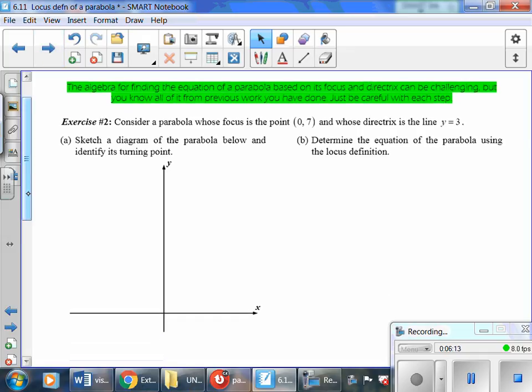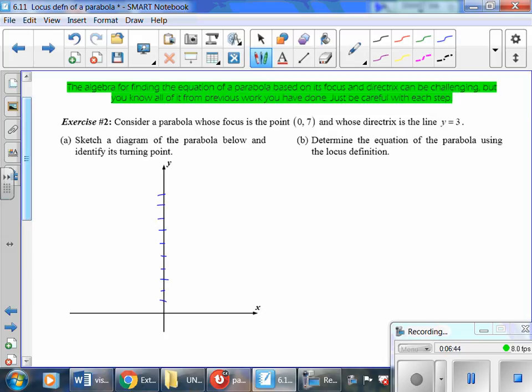So the algebra of finding the equation of a parabola based on its focus and directrix can be challenging, but you know all of it from previous work that you've done. All right, so exercise 2 says consider a parabola whose focus is the point 0, 7. All right, so they give you a sketch here. It says sketch a diagram, and it says the directrix is the line y equals 3. So let's do 1, 2, 3, 4, 5, 6, 7, 8, 9, 10.